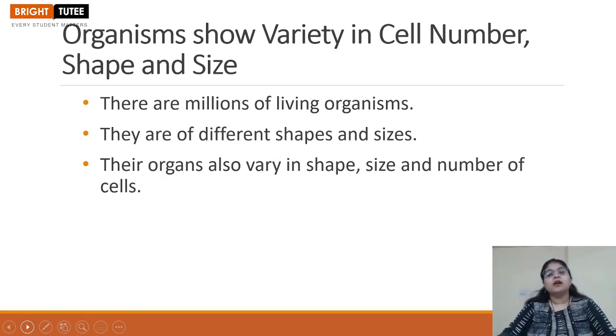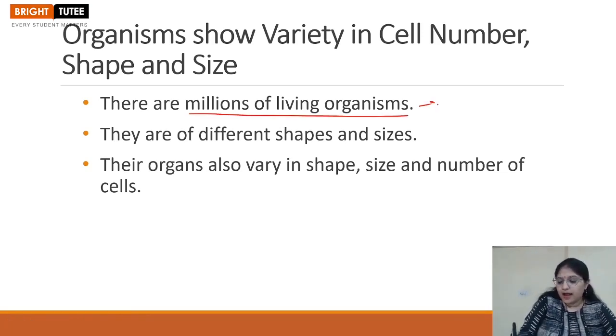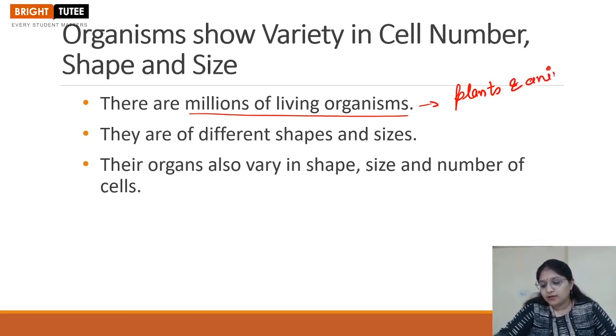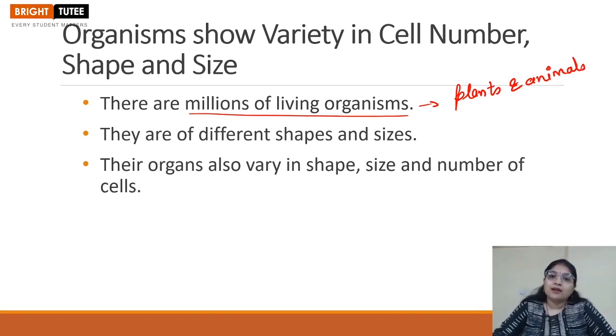So now there are millions of living organisms, including the plants and animals, right? So we know that some plants are really small and some of the plants are huge. These trees are really huge, and similarly in animals also we see some of the animals are really small, whereas other animals are huge, like a whale, right? So depending on how big the living organism is, their cell number varies.